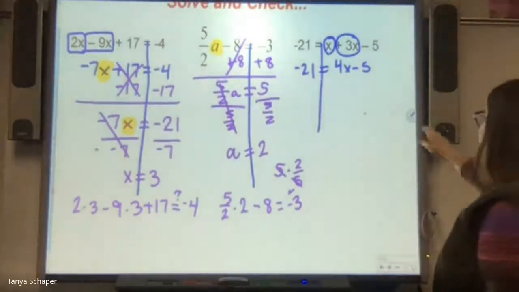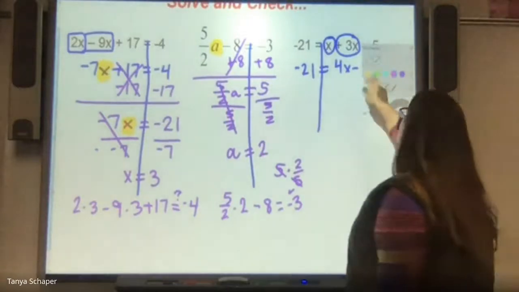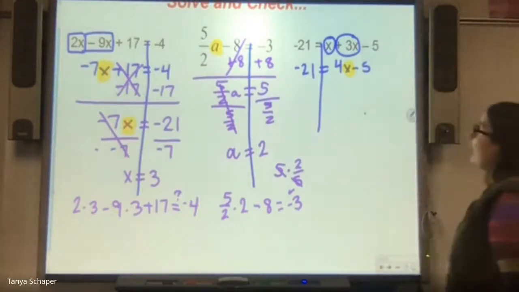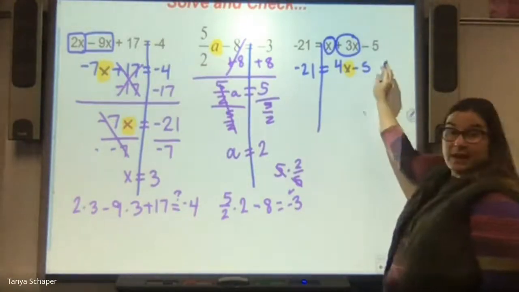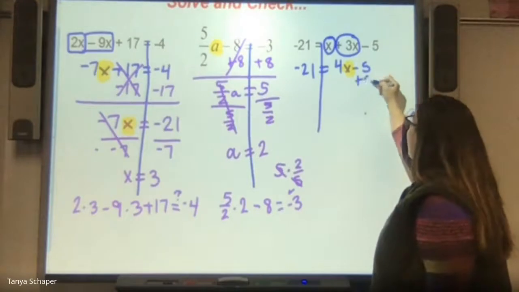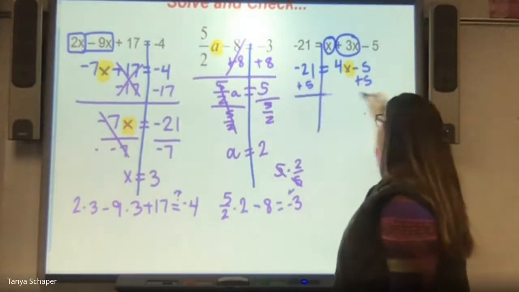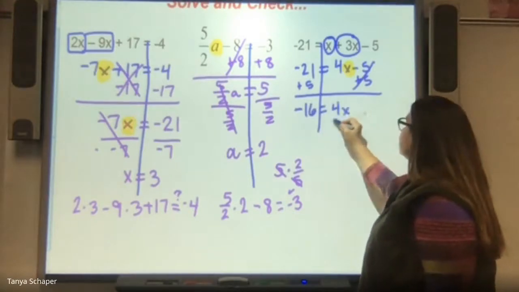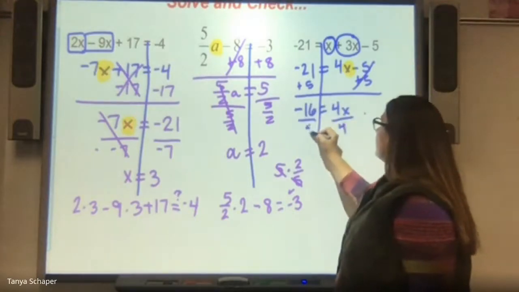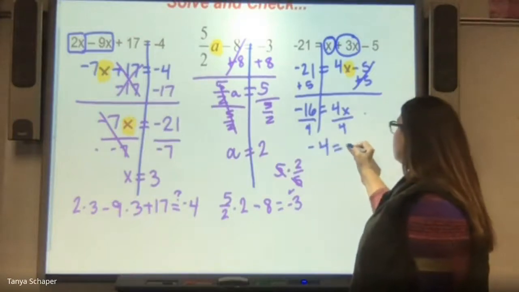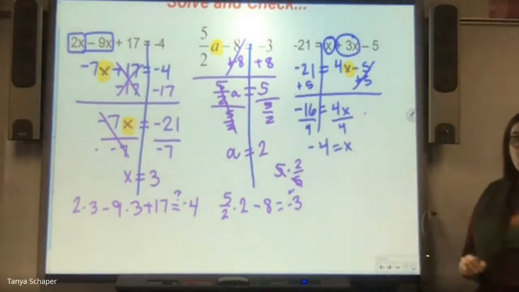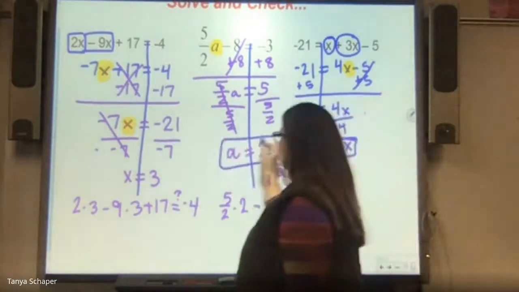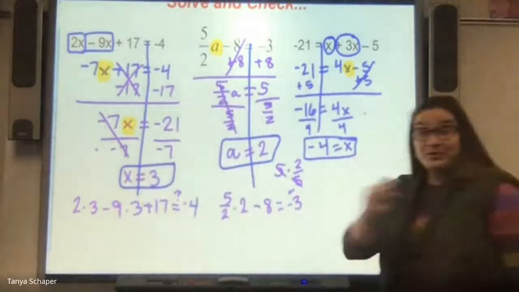I need to get that x by itself. This is what I need to get alone. So how do I do that? I'm going to get rid of the minus 5, and I undo minus 5 by adding 5 to both sides. So negative 16 is 4x. Divide by 4. Negative 4 equals x. And then we can check our answer. I should probably circle these so it's easier to see too. That would help when you do it too.